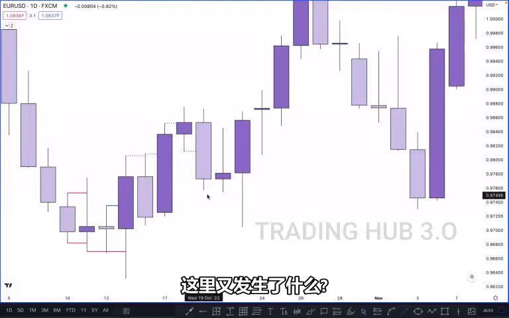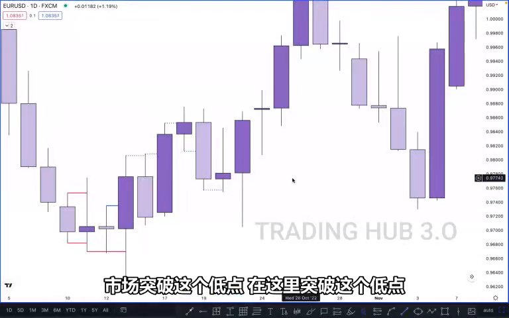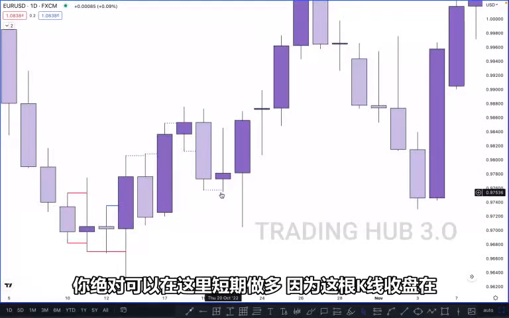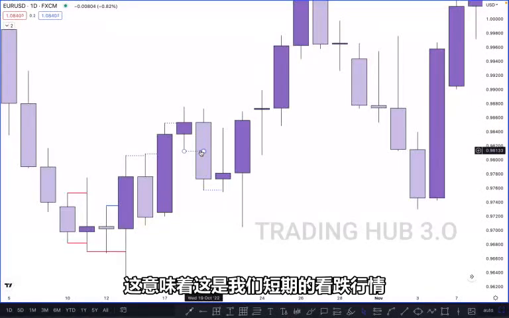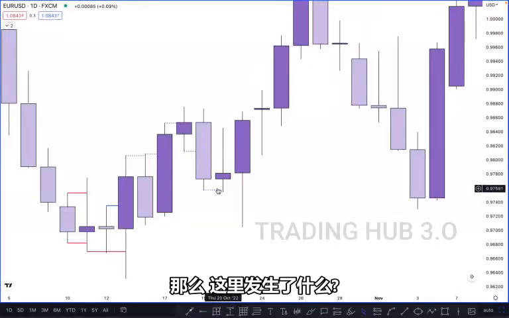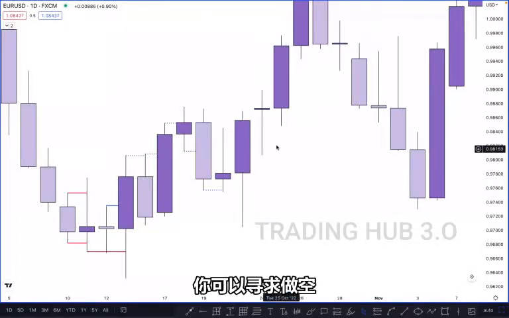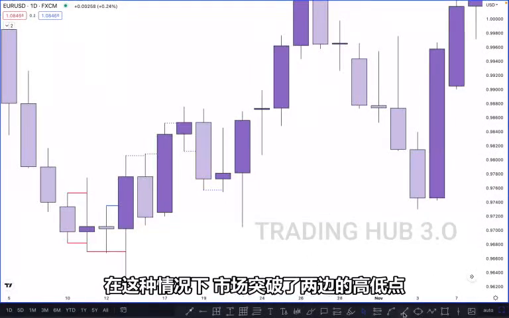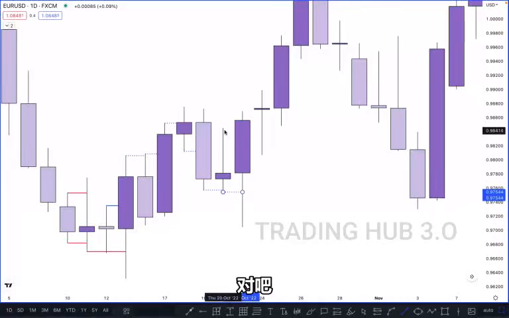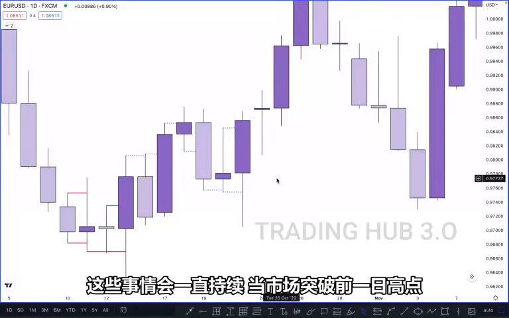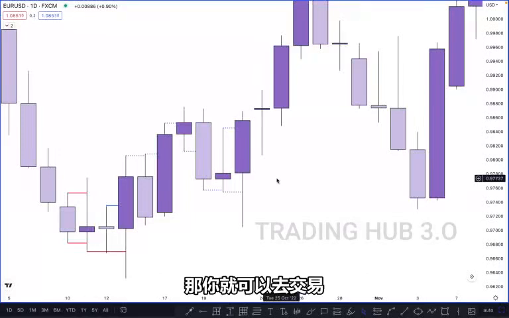Again, the market has taken out this low here, and you can definitely buy here for the short term, because this candle closes below it, which means this is our short term move for the bearish side. And then again the market sweeps this low, and you can definitely buy here for the short term. When the market breaks the previous high, you are looking for the sell. So in this case the market has taken out the high and low on both sides, and these things will continue when the market breaks the previous day high and the previous day low. So simply you can buy or sell.